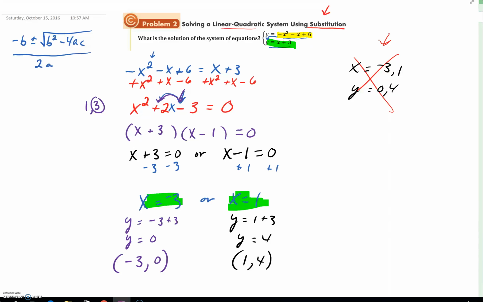So when you write your answers, you must write them as your ordered pair like I did here. All right? So that is the solution to this system, negative 3, 0, or 1 comma 4. All right, so that is the solution here. There's one more example that we're going to do before we get into quadratic inequalities.